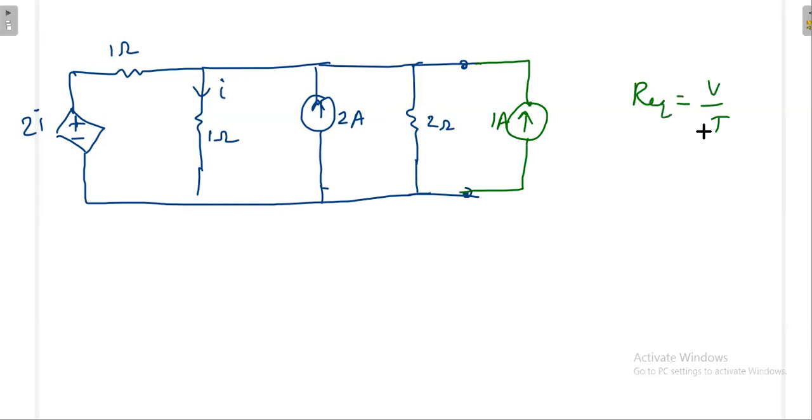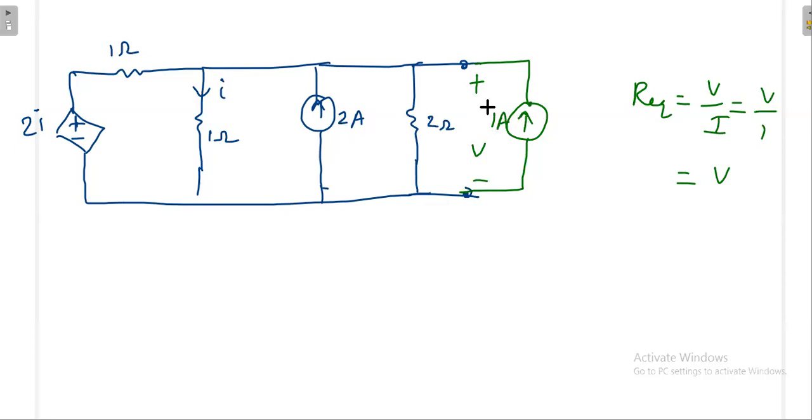V divided by I, V by I. So I am applying a 1 ampere test source. Finally, I have to find out the voltage across this test current source. So V I have to calculate, because current is there. I do not know what the voltage is. That is decided by the other part of the circuit. Okay, so current is 1 ampere.